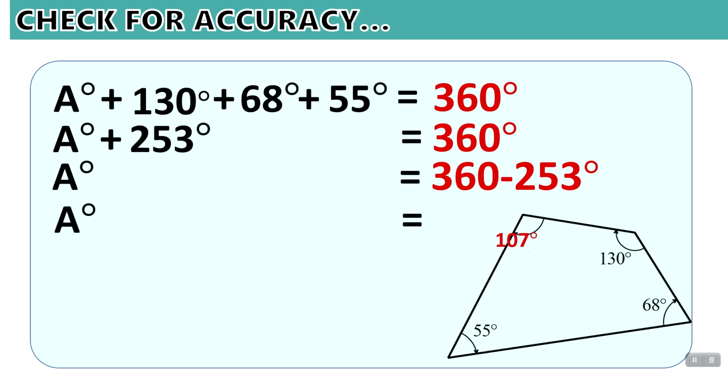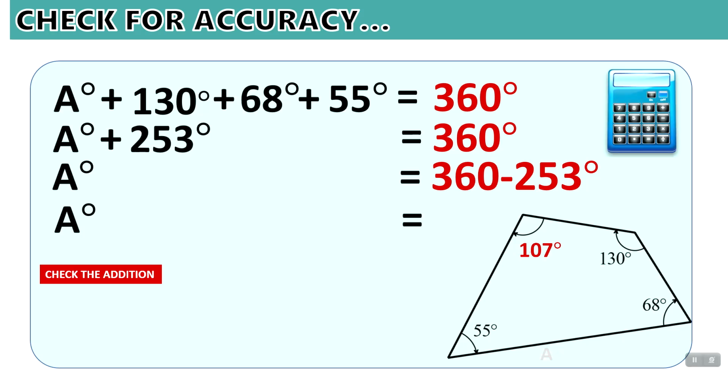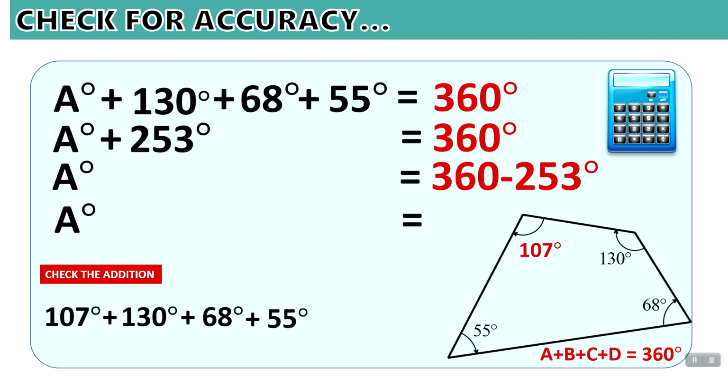So angle A is 107 degrees. Now just to be sure, we can check the addition of the four angles and it should give us a total of 360 degrees. This is good just to be sure that your figures are correct. So let's get the calculator out again. Let's add up 107 plus 130 plus 68 plus 55 and see if that gives us 360. The calculator says 360 degrees, so we are correct.